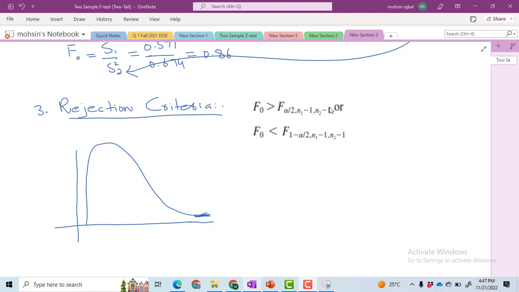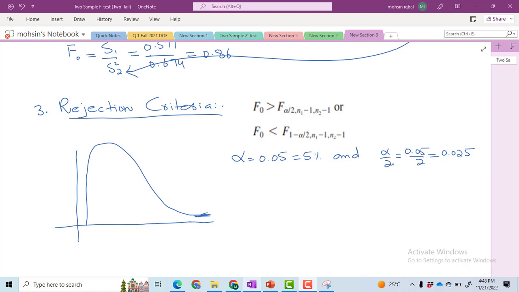I have copied those rejection criteria. In order to solve this part, rejection criteria, I strongly recommend you draw the figure of the F distribution. It will help you a lot. Before finding the critical values, I have taken alpha equal to 0.05 or 5% as the significance level. Doing so, I got alpha by 2 equal to 0.025.